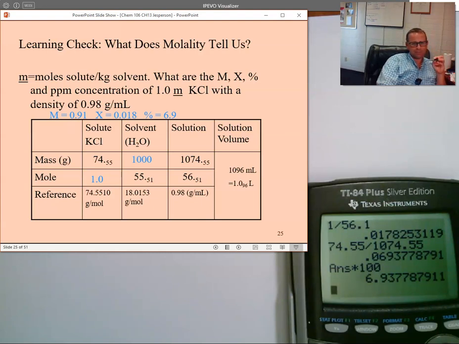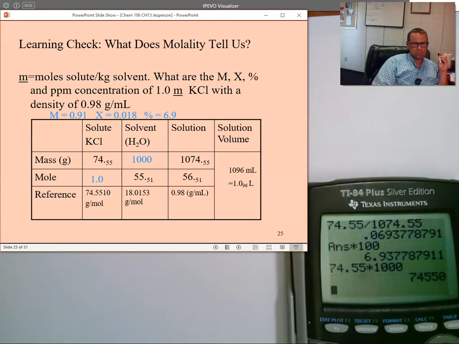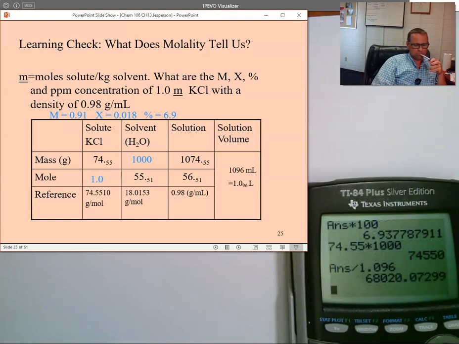So, Alyssa, how about the parts per million? Can we do that one? Yes, I can. So I have to do the milligrams of solute, so you have to multiply that by 1,000, and then you divide it by the liters of solution, 1.096, and then I got 68,020. Okay, very good. Or 6.8 times 10 to the fourth. Excellent. So from the molality, we were able to get molarity, mole fraction, mass percent, parts per million.